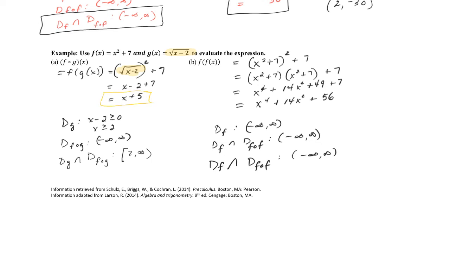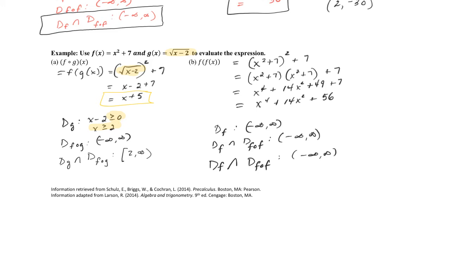And then for the domain, we're going to look at the domain of g, so the domain of the inside. Since g is the square root of x minus 2, we know that whatever's under the radical has to be positive. I can only take the square root of a positive value, or 0. And so whatever's under the radical, in this case x minus 2, has to be greater than or equal to 0, which means x must be greater than or equal to 2.